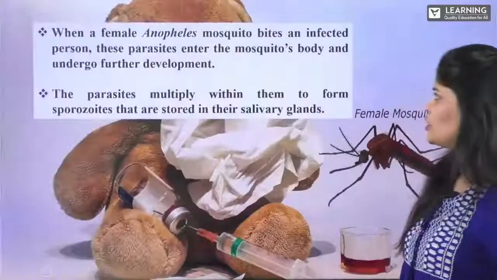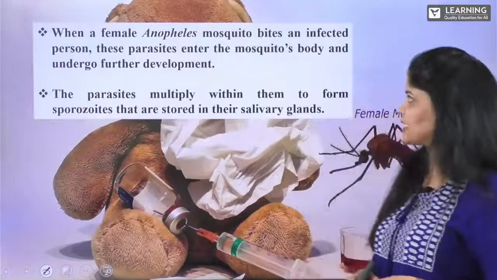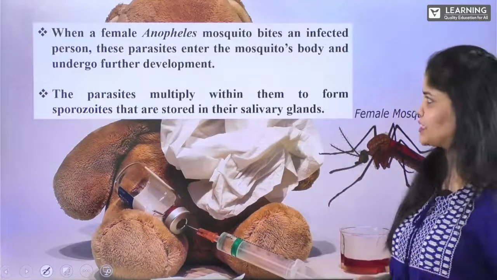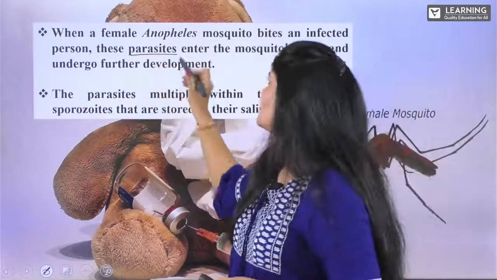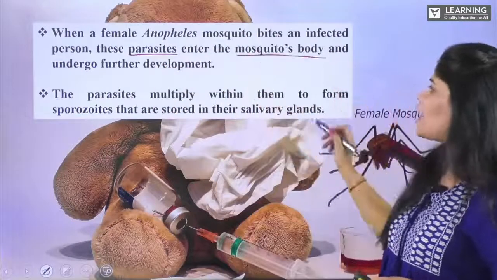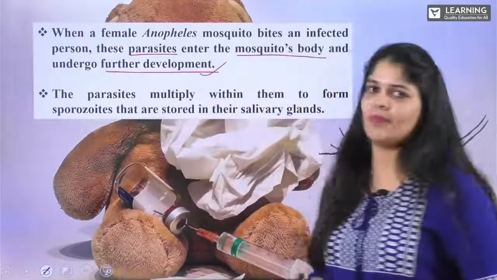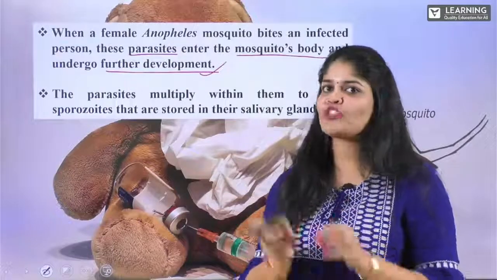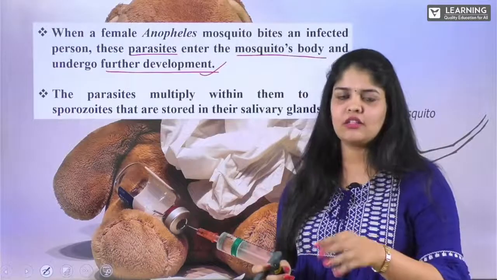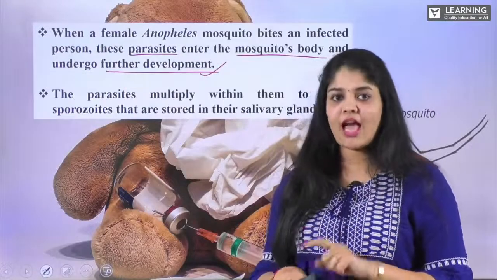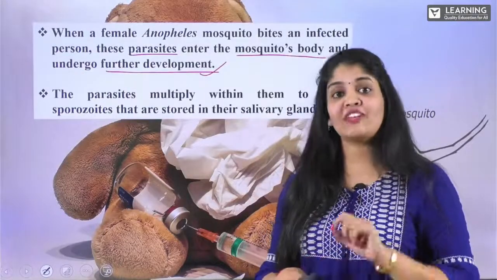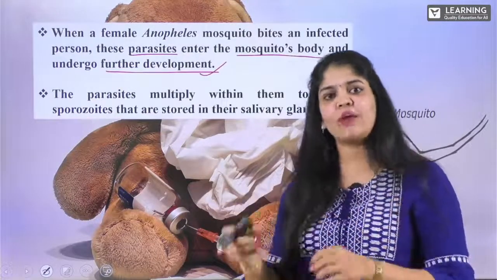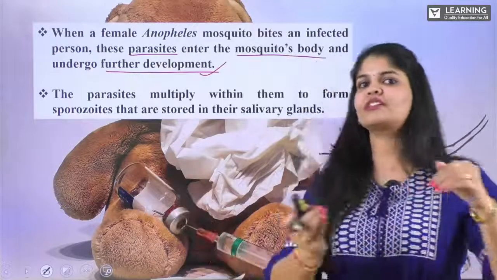Now, look here. When a female Anopheles mosquito bites an infected person, these parasites enter the mosquito's body and undergo further development. The RBC has the gametophytic stage of the parasite. Whenever another mosquito comes and bites that person, as his or her blood is full of the gametophytic stage of the parasite, along with the blood, this gametophytic stage also enters the mosquito.